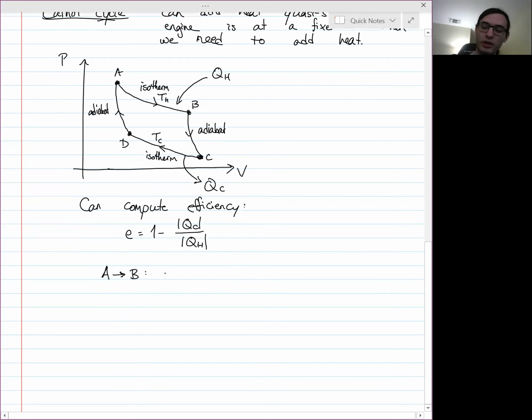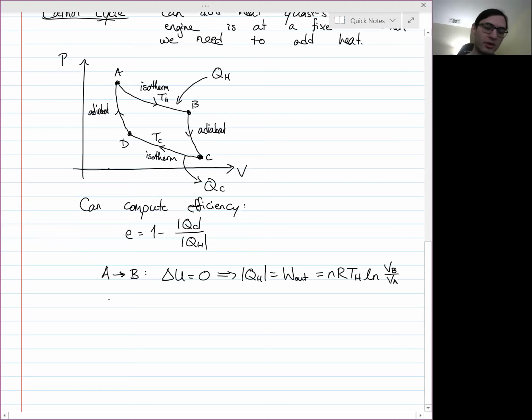From A to B, delta U is 0, because it's an isotherm. Isotherms always have 0 change in internal energy. That implies that QH, the absolute value of heat, is just equal to the output work. And we know the formula for the work done by an isotherm: it's nR times the temperature times the logarithm of the ratio of the volumes.